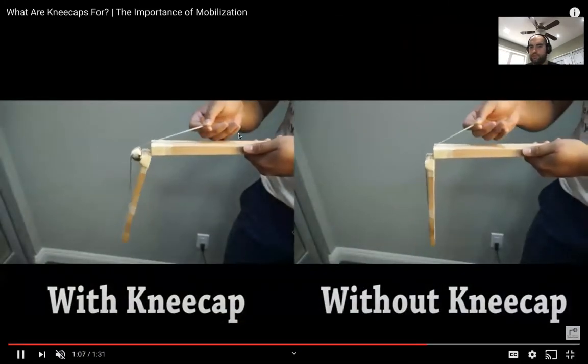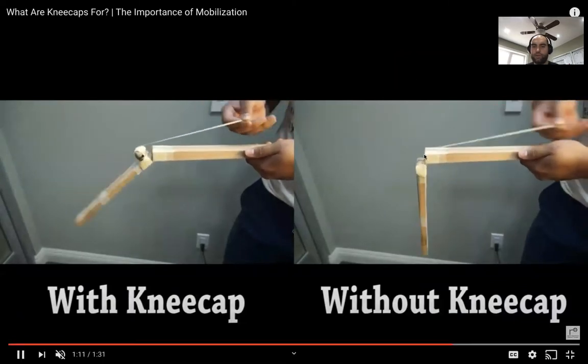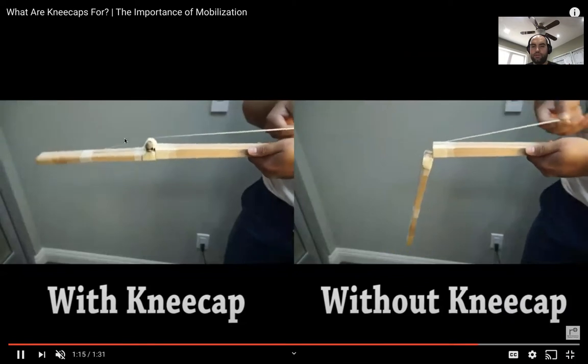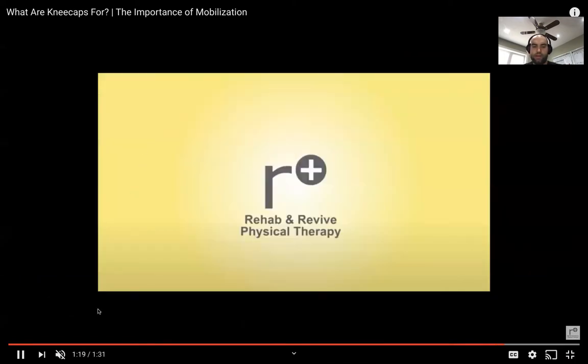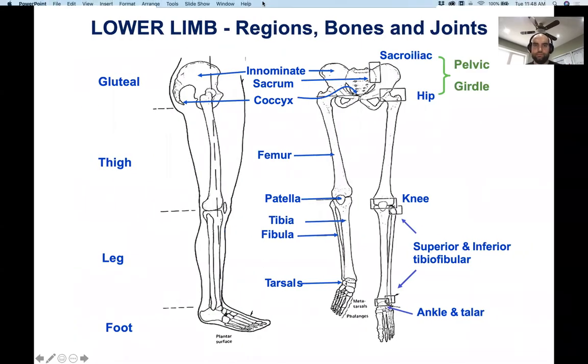And here they kind of show the difference between the two. I mean, eventually, if he pulls hard enough, he will be able to cause his joint to extend. But the video is trying to highlight that the body's very smart in the sense that it creates things to make things easier for us. Cool. Alrighty. So that's the patella.